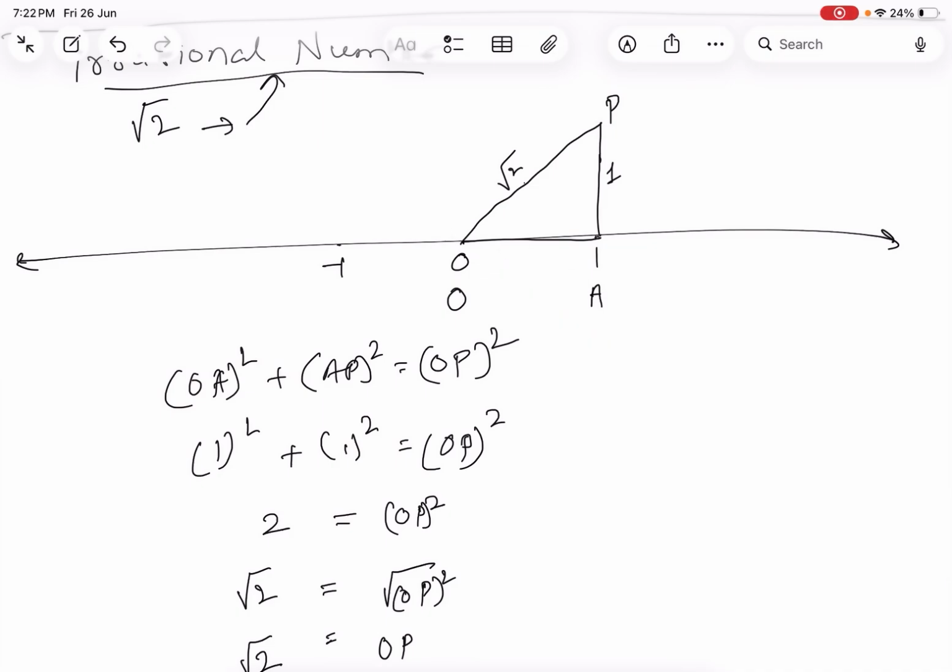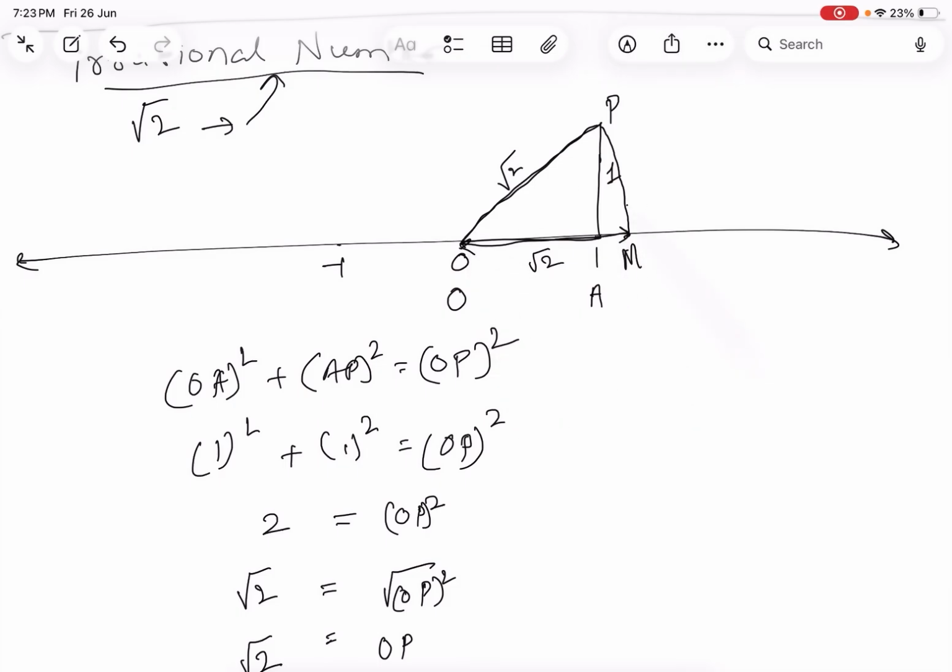Now you can represent this on the number line. How will you do it? You have to take your compass. You have to measure the length of OP using the compass, and draw an arc from P to your number line. You will see the arc passing through the number line at some point. Let us mark this point as M. So now the distance OM will be equivalent to square root of 2.